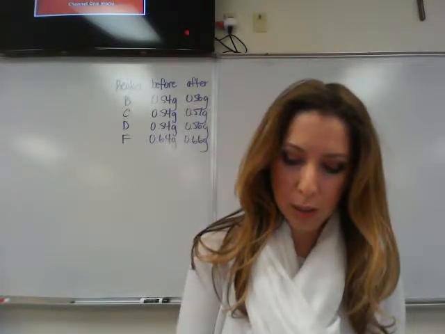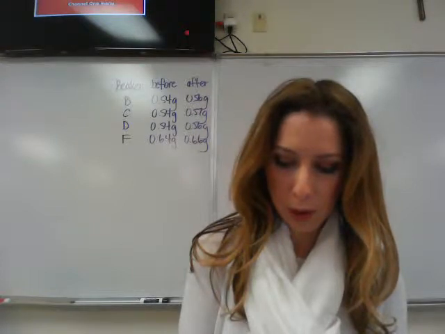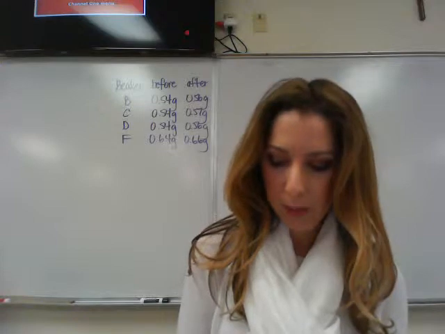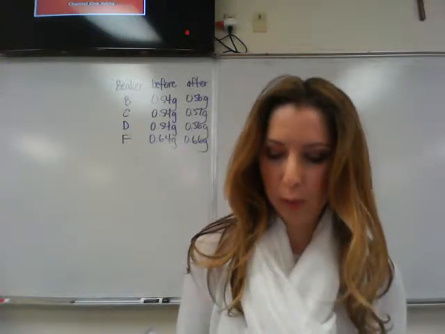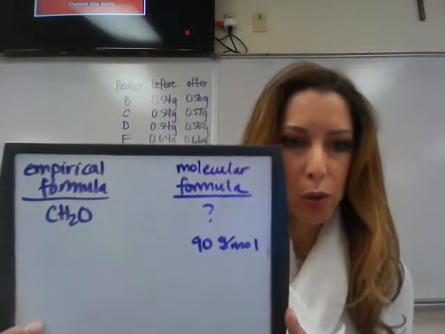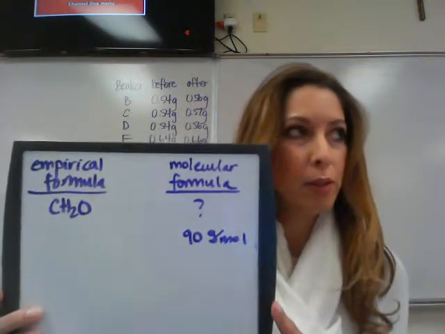Okay, so since the molecular formula is a multiple of the empirical formula, and I have the mass of the molecular formula, which is 90 grams per mole, I need to find the molar mass of the empirical formula, CH2O, by looking at the periodic table.